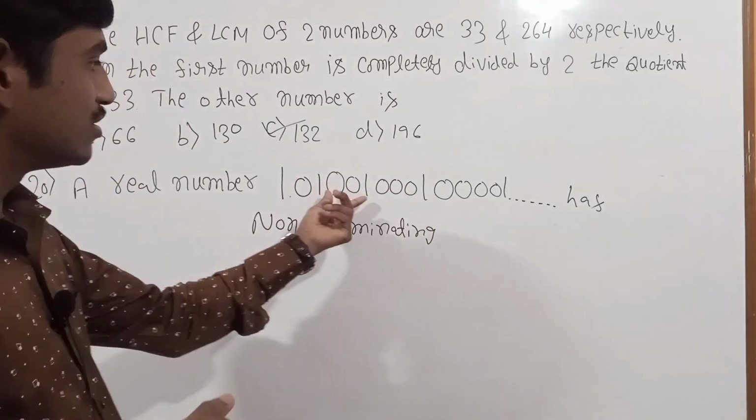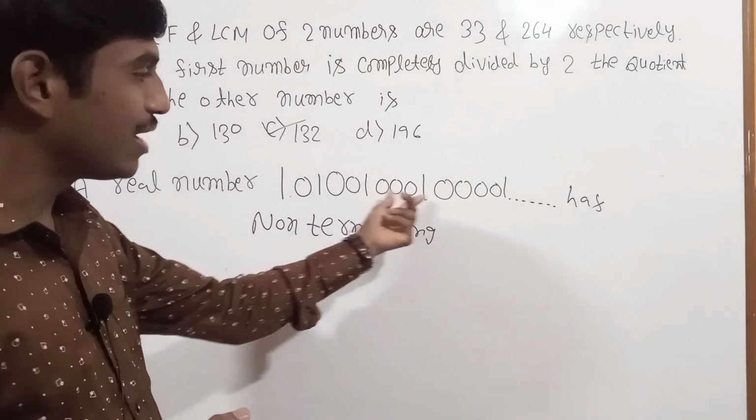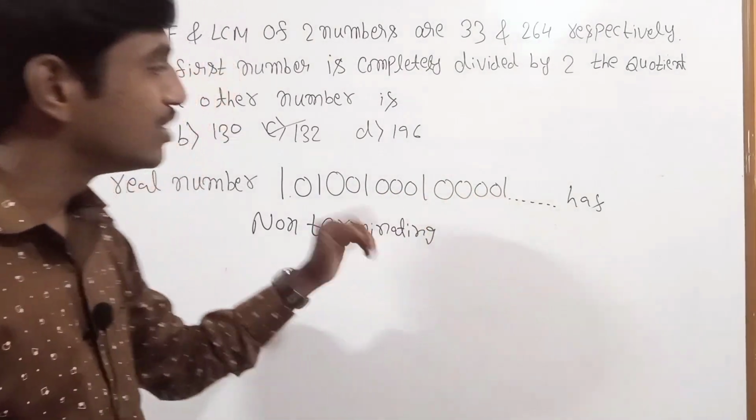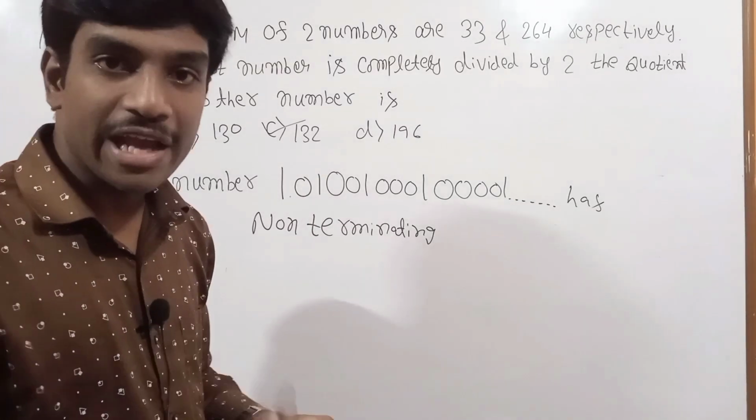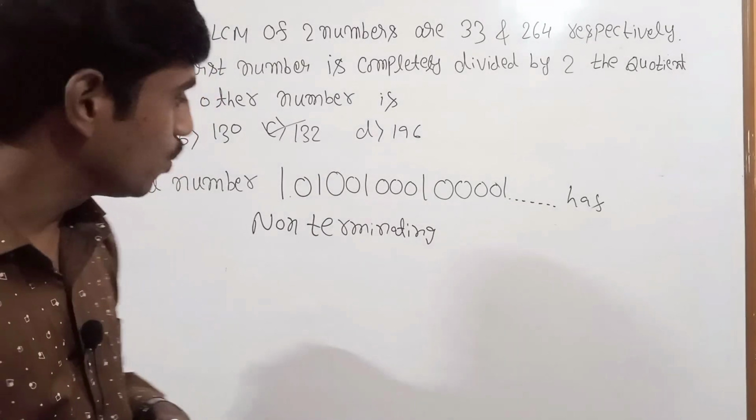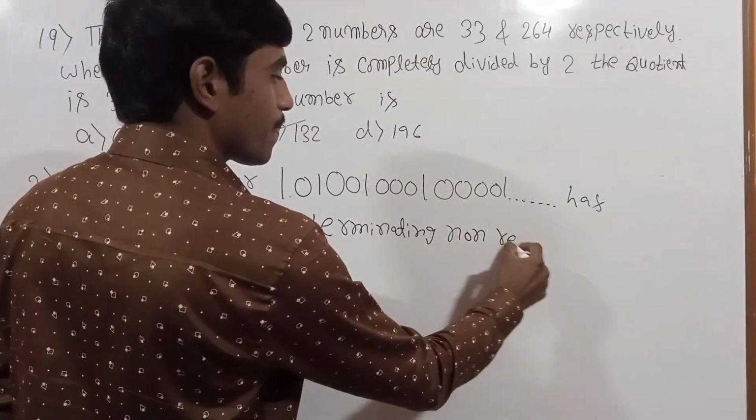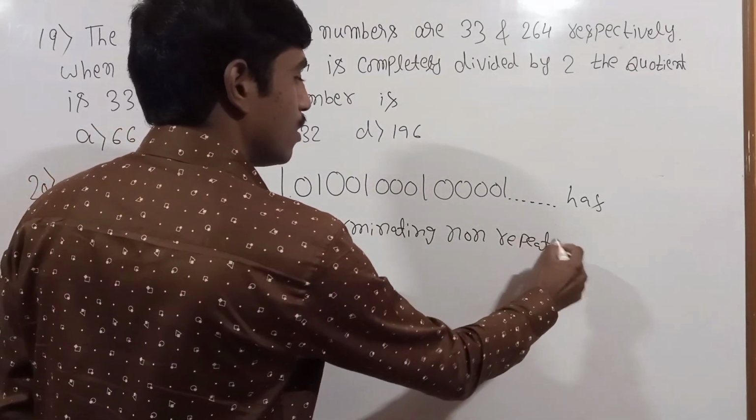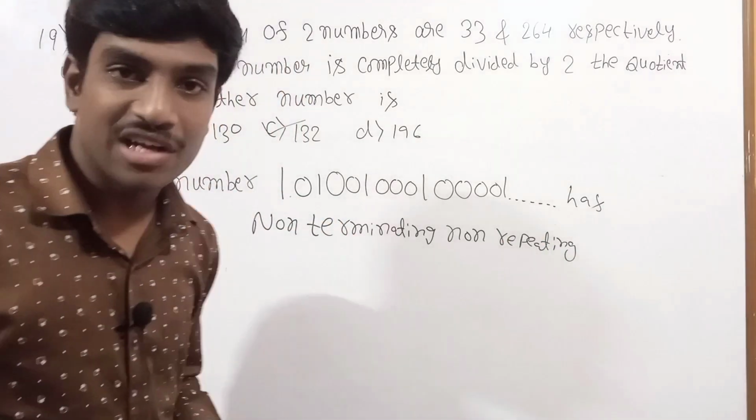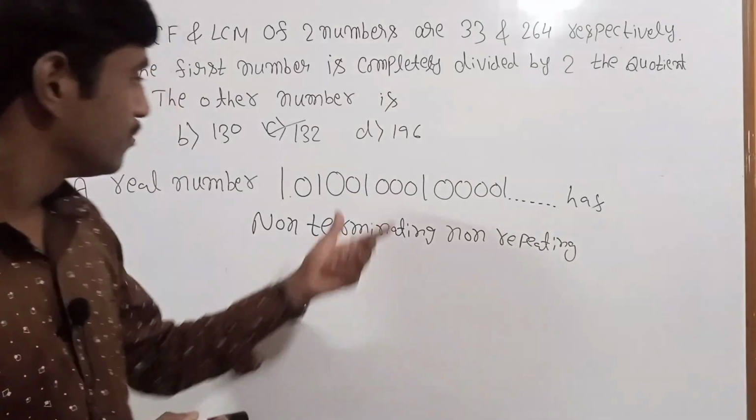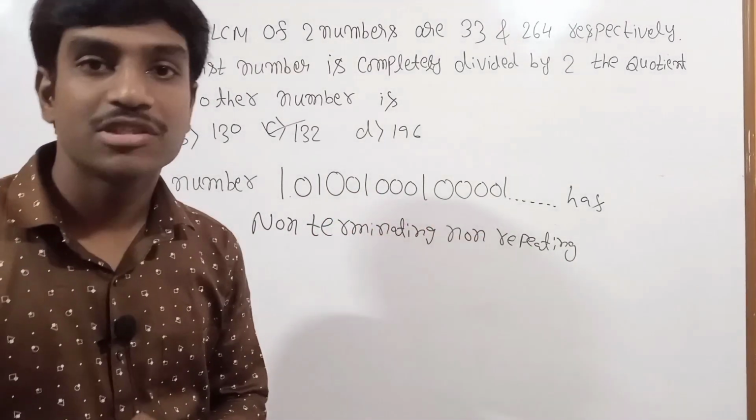and again, because here 001, 0001, here 401, the next will be 5 zeros and then 1. So there is no number which is repeating again and again. We are not seeing any pattern like that. So it is non-terminating, non-repeating. And you know, we call these kind of numbers irrational numbers, because non-terminating, non-repeating numbers are irrational.